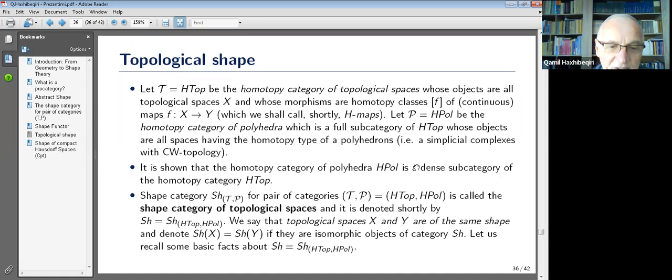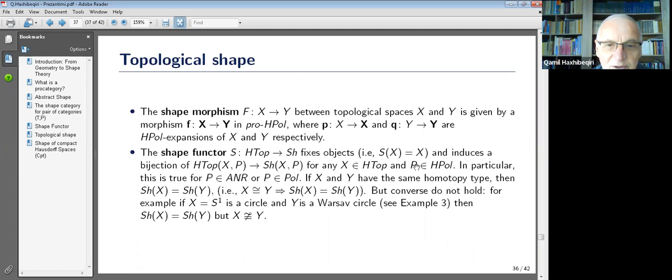Let us recall some basic facts about the shape category. A shape morphism between topological spaces X and Y is given by a morphism F from X to Y in pro-HPol, where p: X to X and q: Y to Y are HPol-expansions of X and Y respectively. The shape functor S from HTop to Sh fixes objects, which means S(X) is equal X, and induces a bijection of the set of morphisms in the homotopy category from X to P and the set of shape morphisms from X to P, for any X in HTop and any P in HPol.